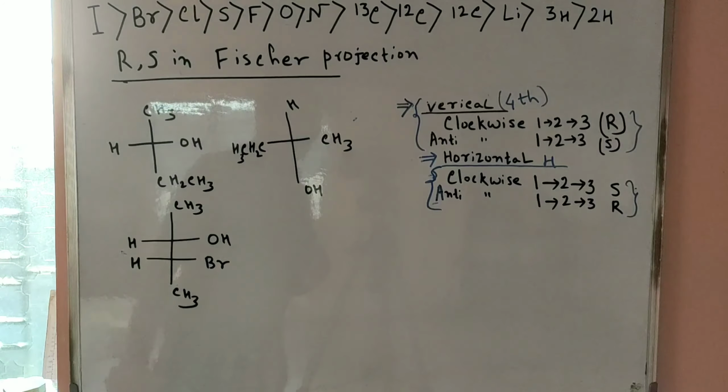Now here, two stereo centers are present. So what is the relationship? At first, this is 1, this center is 2, and this is 3, 4. So 1 to 2 to 3 is clockwise rotation, and the fourth priority group is on the horizontal line, so this center is S. Then for the other center, 1, 2, 3, 4, this rotation is clockwise, but the fourth priority group is on the horizontal line, so this one is S.